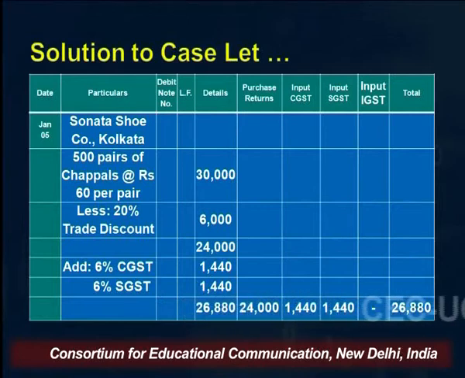So if you carefully note, this input CGST column has the 1,440 amount, this input SGST column has 1,440 amount, and the last column, which is the total amount, has 26,880, right? So this comprises taxation on the net value, not on the gross value. Your gross transaction was 30,000. After the trade discount of 6,000, your net value is 24,000. So the rate of taxation is calculated on the net return value.